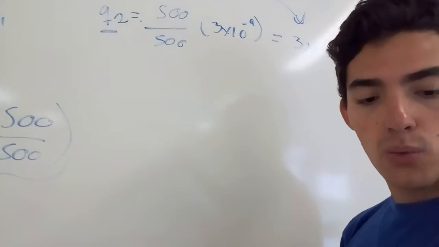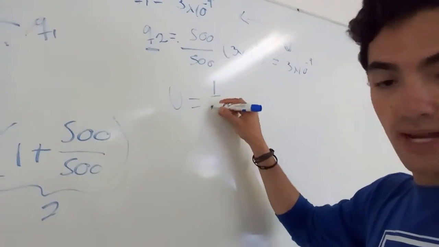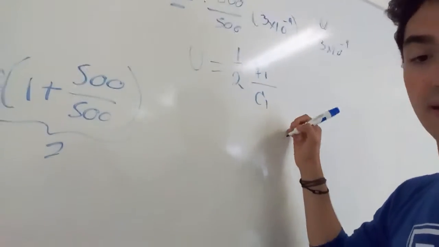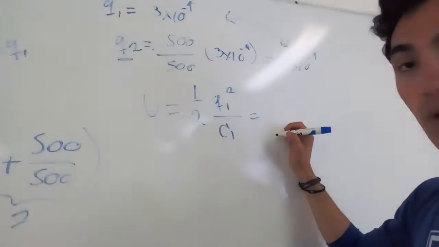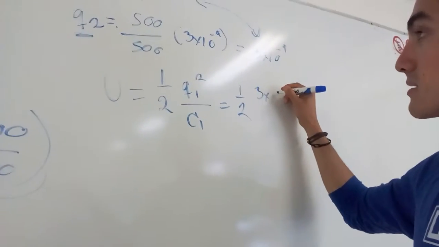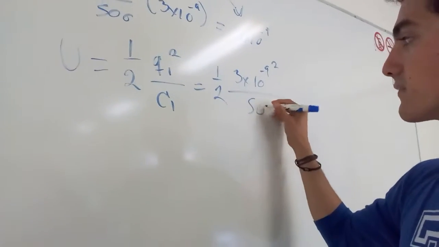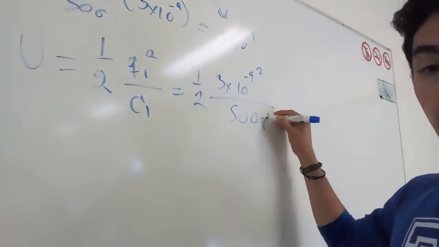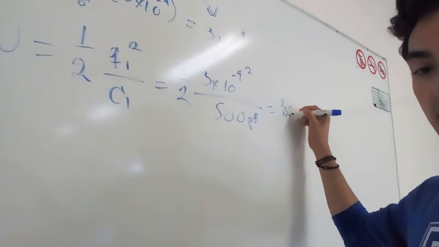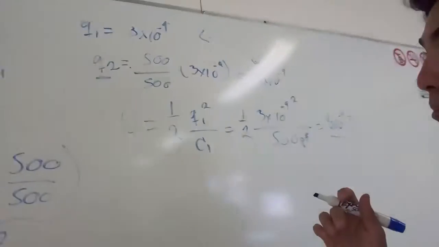Once we know this, we can obtain that our potential energy is equal to 1/2 of our charge 1 squared over the capacitance 1, as the formula says, and this is equal to 1/2 of the charge 1, that is 3 times 10 to the minus 9 squared, over our capacitance 1, that is 500 picofarads, and this is equal to 9 times 10 to the minus 9 joules. Okay, and this is for part C.